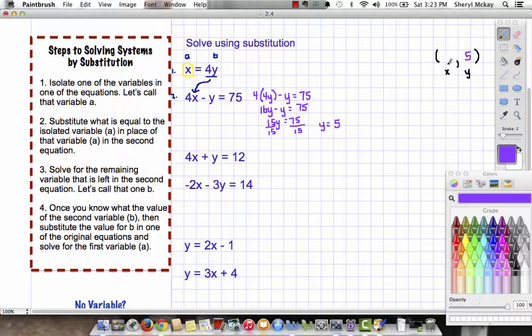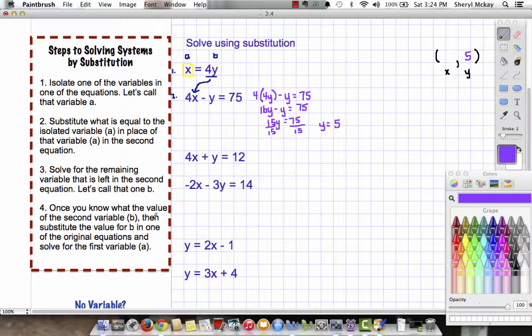So how am I going to figure out what x is? Well, according to my steps, I've already done this third step, solve for the remaining variable. So my remaining variable was y, and I solved for it. That's what was left behind. That's our b. Y was our b, our second variable. So now we're moving on to step 4.